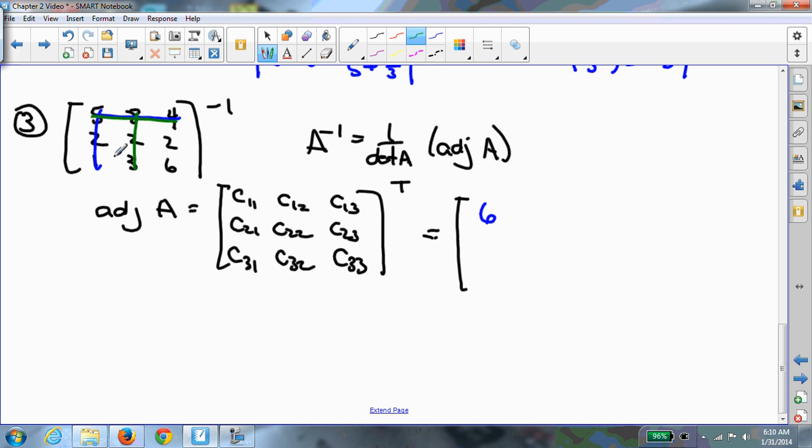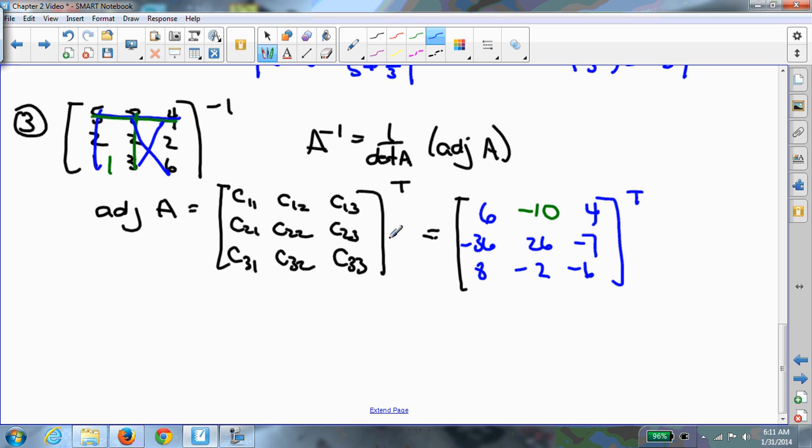Cofactor 1, 2 would be crossing out row 1, column 2. So 12 minus 2, which is 10. But since this is a cofactor, I need to include the plus or minus 1. So that would be a negative 10. So putting in the rest of the numbers, I would have a 4, a negative 36, a 26, negative 7, 8, negative 2, and negative 6. And that I need to transpose. So let me double check. Negative 36 came from 48 minus 12, which is 36, and then a negative for the cofactor.